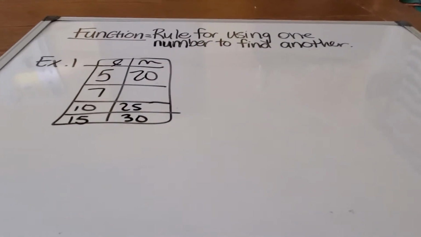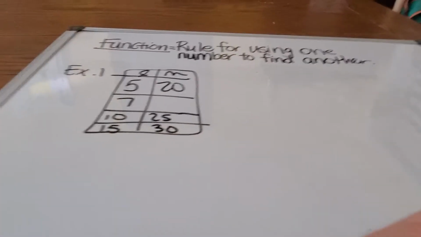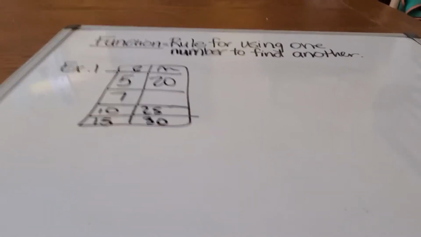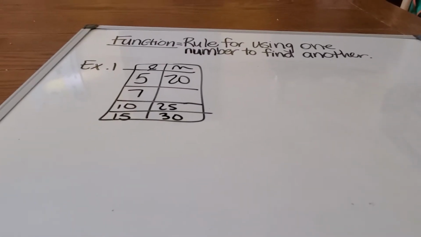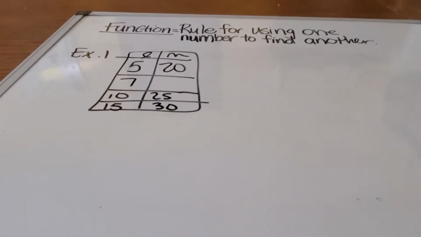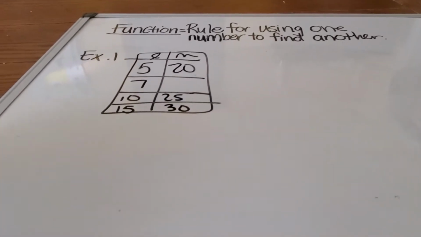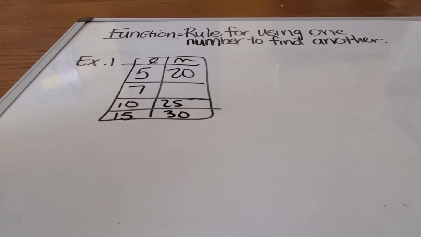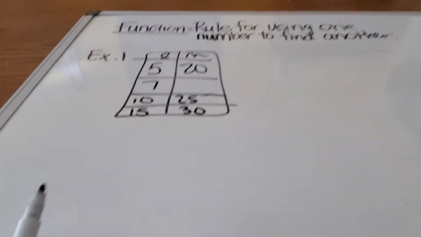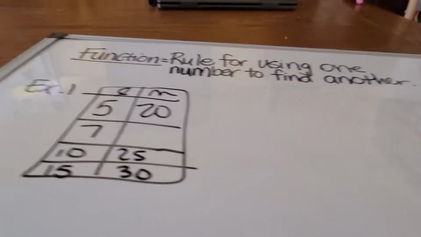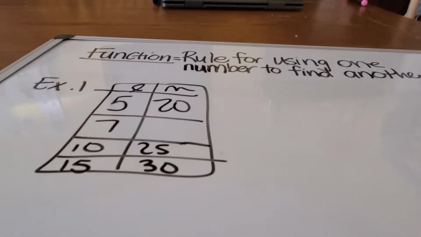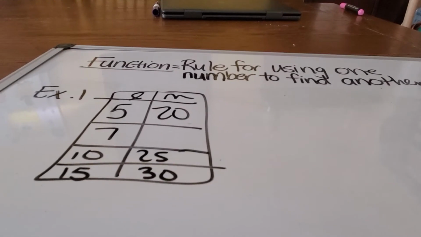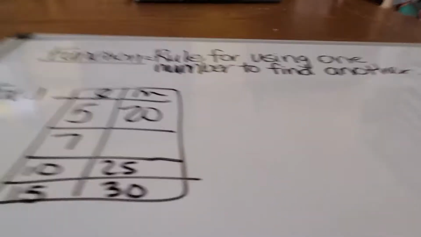Okay, guys. So today's lesson is on what we call functions. That is lesson 96 in your book. All right, so here's the main thing to know. A function is just a rule for using one number to find another. So you've been doing functions for a long time and just didn't know.